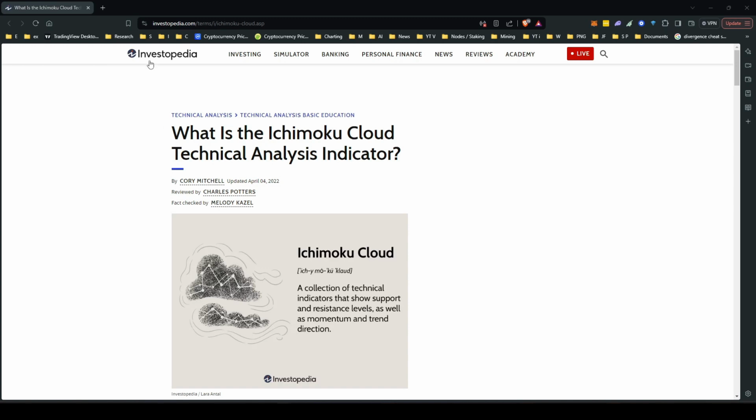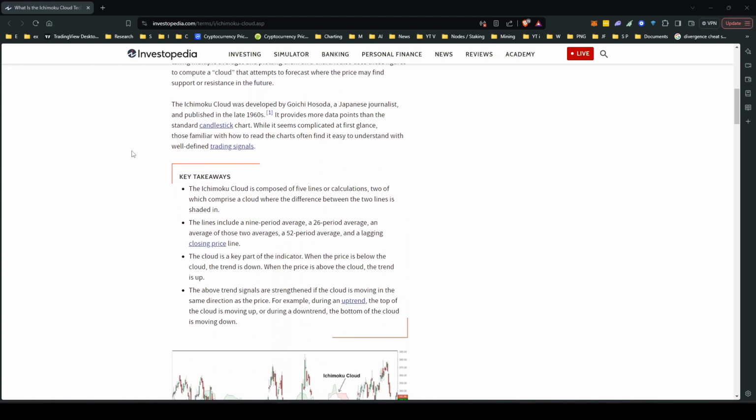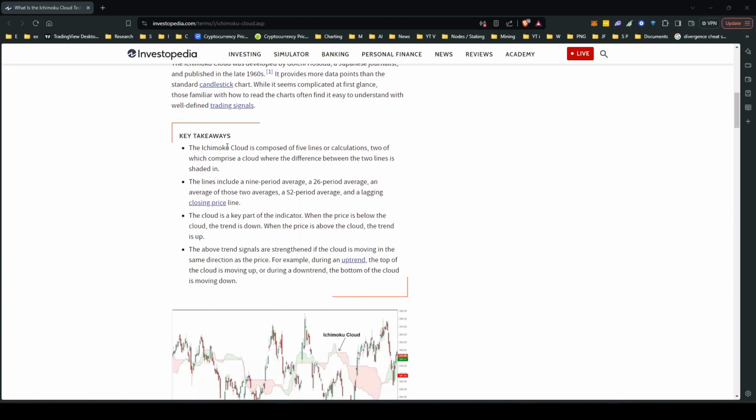This by far is the absolute best site. It's called Investopedia. Any questions that you may have, type in the question and then add Investopedia. And the best part about this site is it gives you a breakdown of the key takeaways. The Ichimoku Cloud is an indicator that provides a comprehensive view of price action, support and resistance levels, and trend direction. All this in one glance.